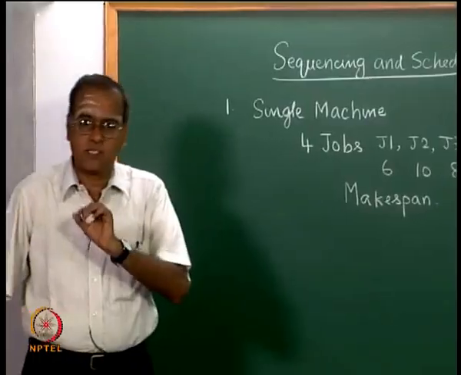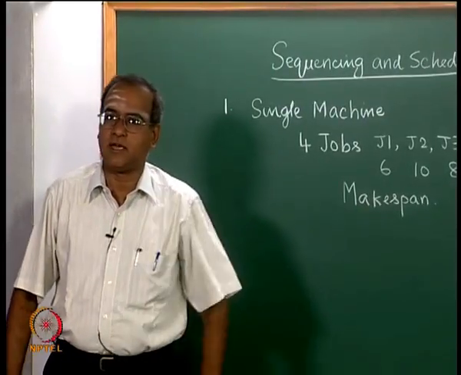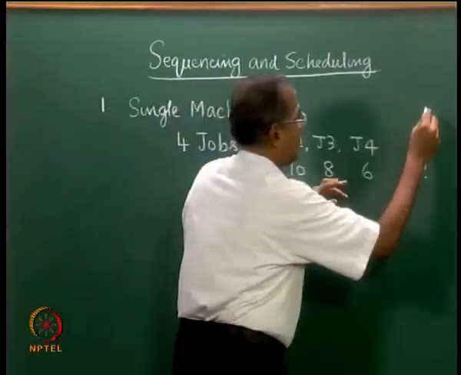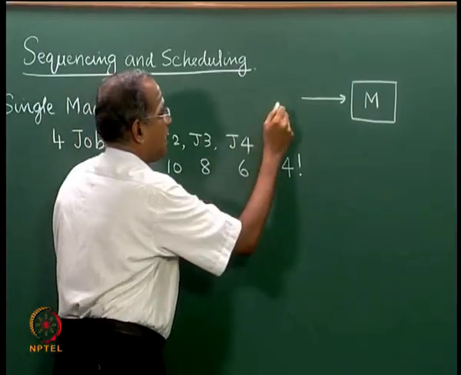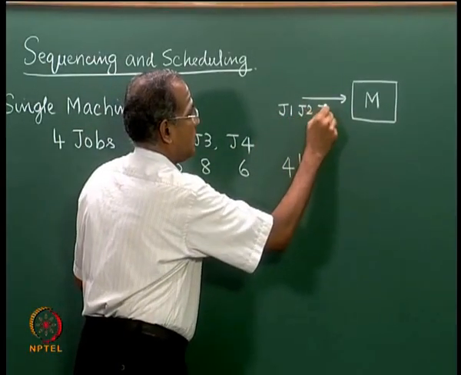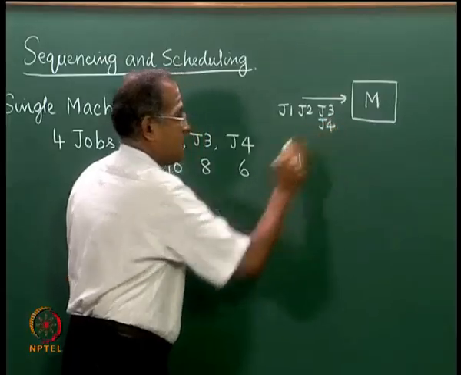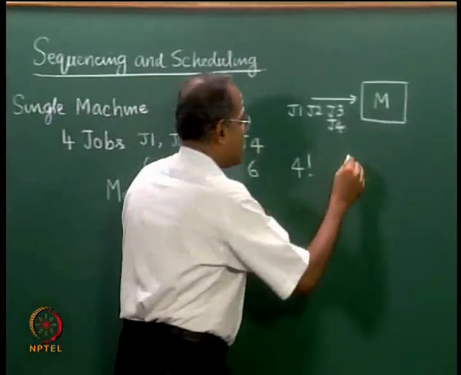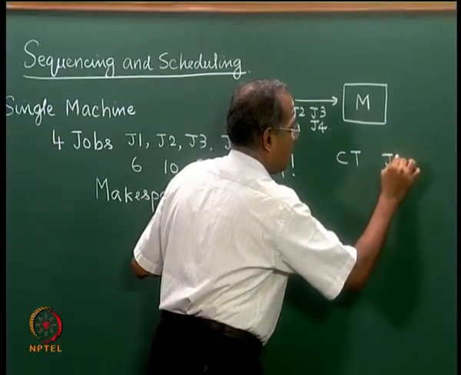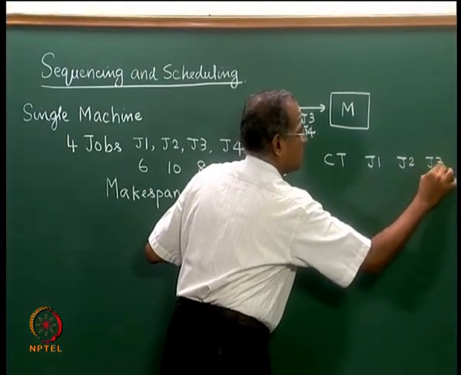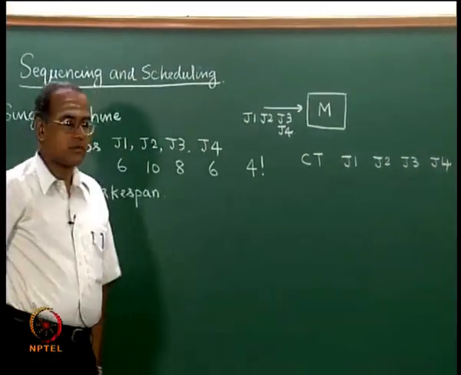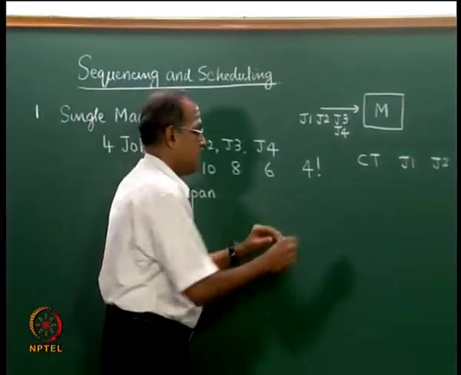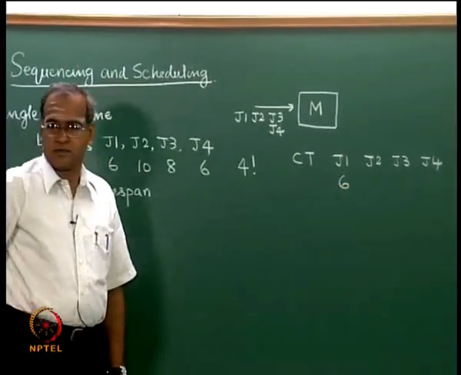First let us explain the computation of completion times and then we try and look at each of the objectives. If this is a machine and we send the jobs in the given order, say J1, J2, J3 and J4, J1 enters at time equal to 0. So, J1 will come out at time equal to 6.